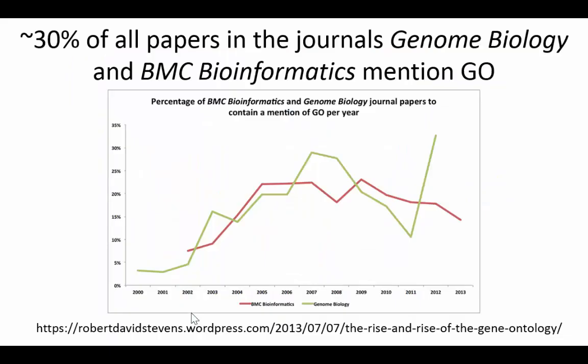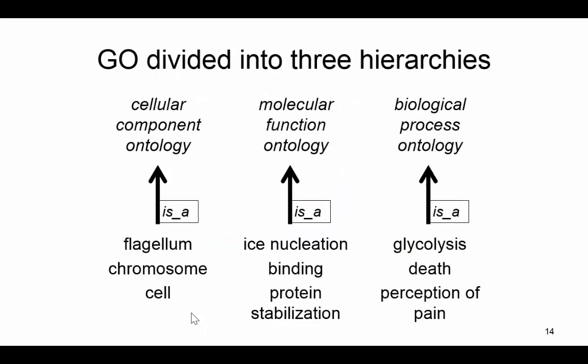30% roughly of all the papers in Genome Biology and in other journals mention the GO. So it really is a very important artifact. Now, the GO itself is divided into three sub-ontologies. One is the cellular component ontology, which is about things like flagella or chromosomes or cells. The other is the molecular function ontology, which is about things like binding. And then there is the really big one, which is the biological process ontology, which is about things like death.